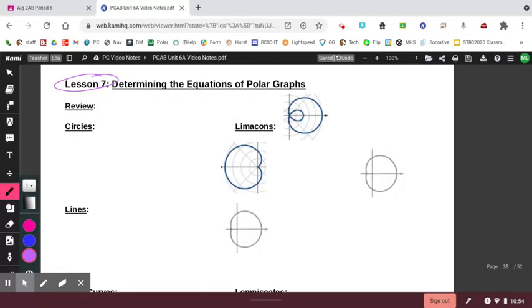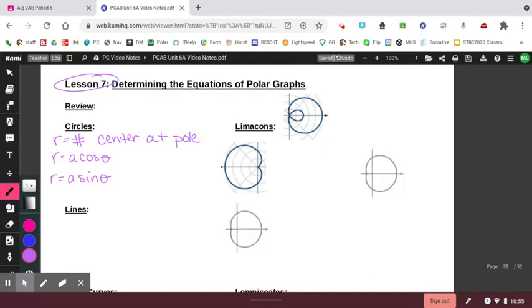A circle, we can have 3 different kinds of equations. We have r equals some number: 2, 3, -5. That's a circle that has the center at the pole, and then the radius is that number. You could also have r equals a cosine theta or r equals a sine theta.